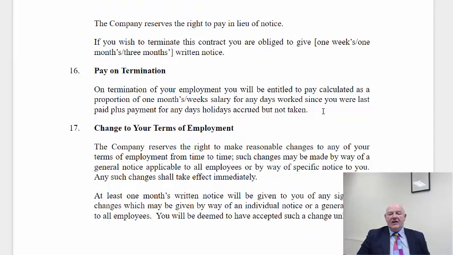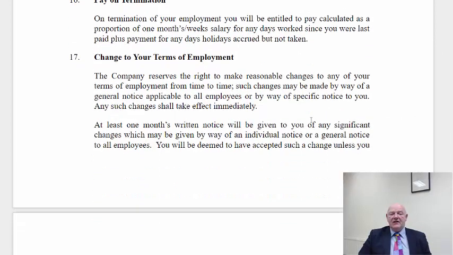Pay on termination, then, that's a relatively straightforward sort of clause. You're entitled to pay calculated as a proportion of 1 month's per week salary for any day's work since you were last paid, plus any accrued holiday entitlements.